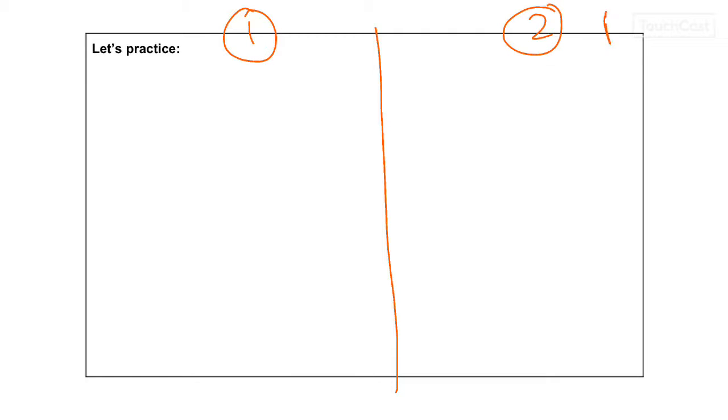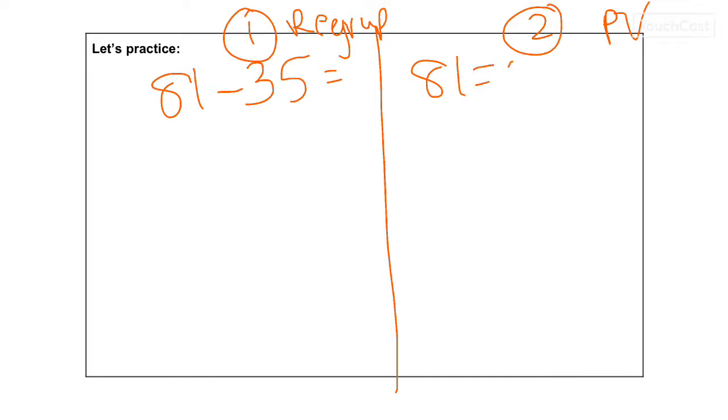This time I'd like you to try on your own. So once I write the problem, pause the screen, choose whichever way works best for you. This will be a regroup. So it's going to be 81 minus 35. So go ahead and pause, try whichever way you'd like, and we'll go over both ways.